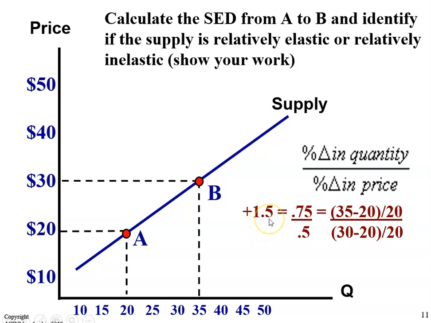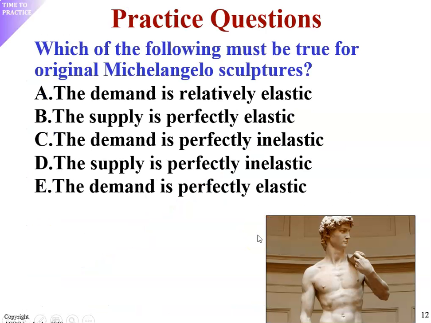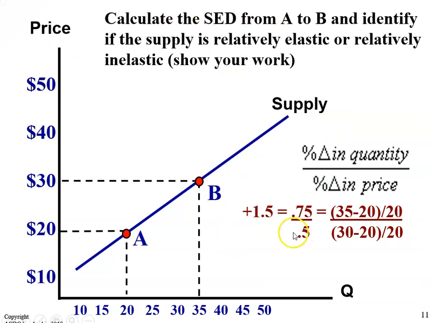The elasticity coefficient would be 1.5. So you would take the change in quantity, 35 minus 20 over 20, and then over the percentage change in price, which would be 30 minus 20 over 20. And that would represent elasticity. It would be elastic because the coefficient is greater than 1.